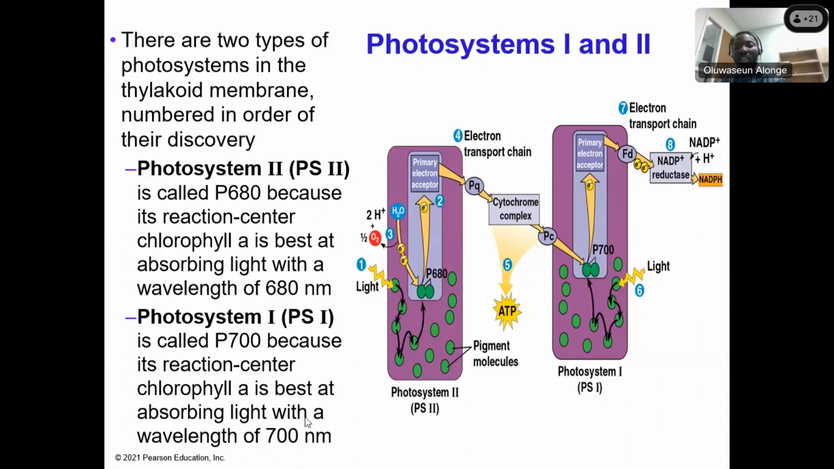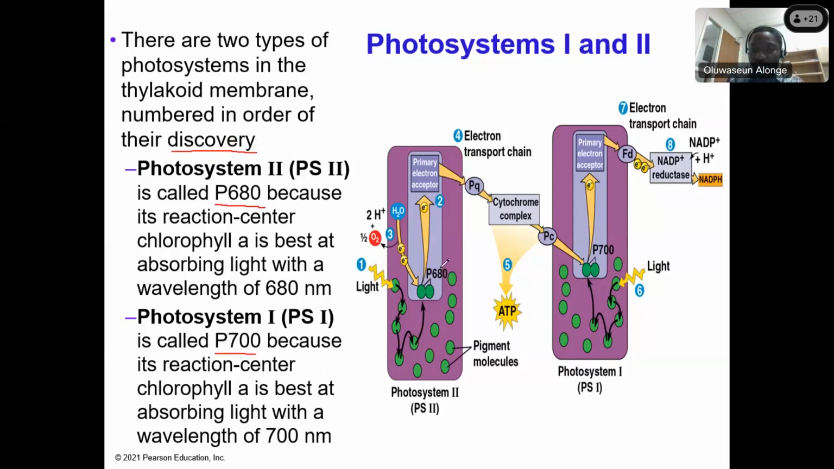All right. Now, there are two types of photosystems in the thylakoid membrane. I told you the light reaction happens in the thylakoid membrane, and this is the light reaction. So that means there are two photosystems there. Now you see they are numbered in their order of discovery. Okay, that's why it is 2, then 1. Now, another way to describe photosystem 2 is to call it P680, and photosystem 1 is P700.